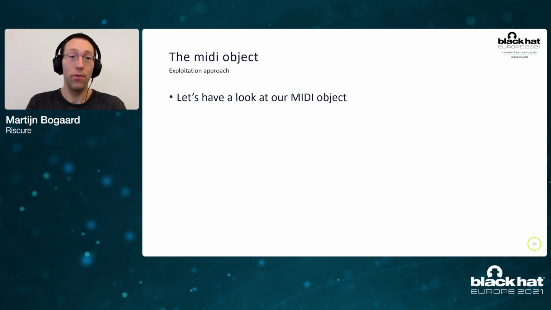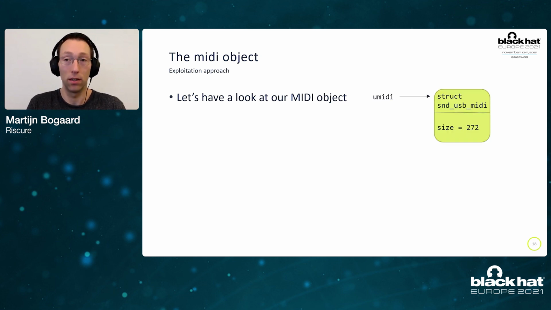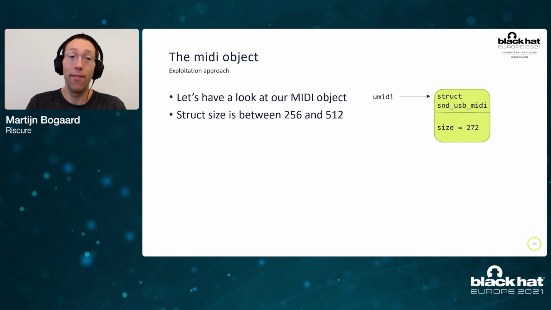To understand what we are working with, we need to take a deeper look at the MIDI object and what is happening with the heap of the system. So the MIDI object is a structure of 272 bytes of memory, and it gets allocated on the kernel heap. Because it is 272 bytes and the slab allocator rounds up its sizes, it will land on the slab for 512 byte objects.